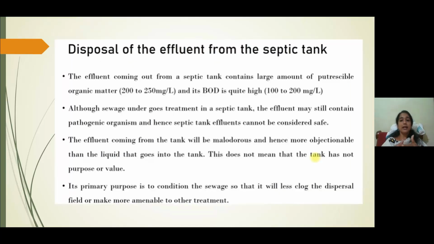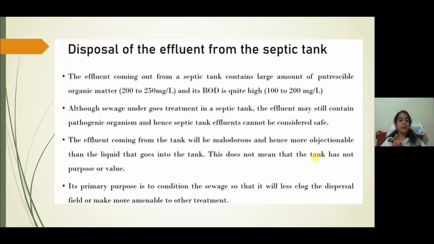Then disposal of the effluent from the septic tank. The effluent coming out from the septic tank contains a large amount of putrescible organic matter, that is 200 to 250 milligram per liter, and its BOD is quite high, that is 100 to 200 milligram per liter. Although the sewage undergoes treatment in septic tank, the effluent may still contain pathogenic organisms, and hence septic tank effluents cannot be considered as safe for disposal onto the surface of the soil or onto the surface water or in the soil itself.